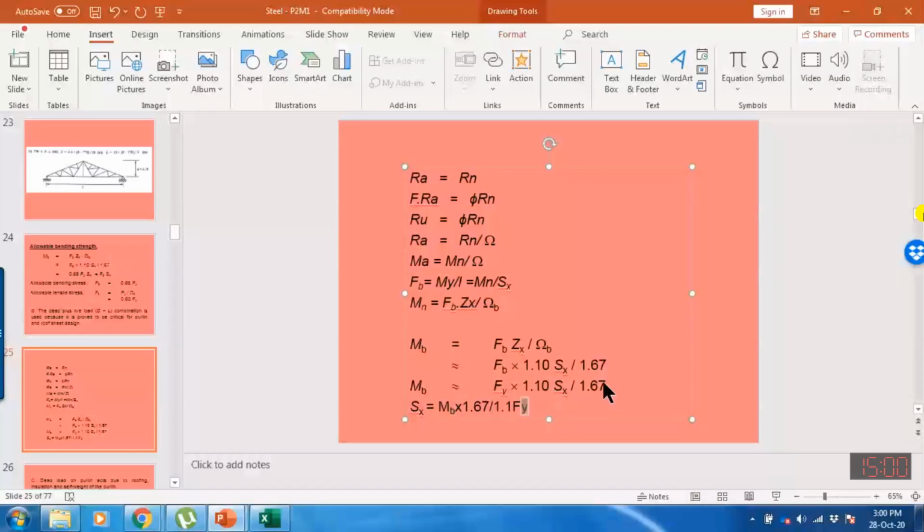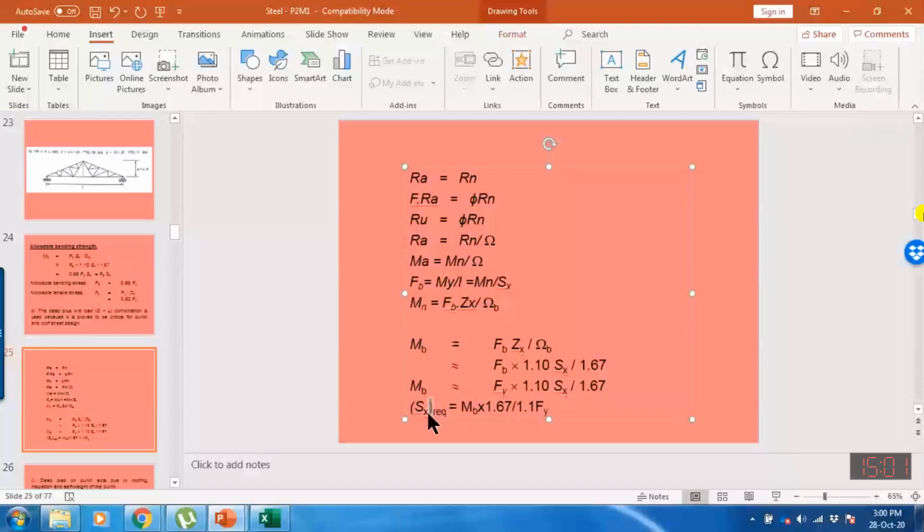So if we know the applied bending moment and we know the material strength, we can determine the Sx required. So we can easily determine this value. So from this section properties table, we can compute the Sx required.